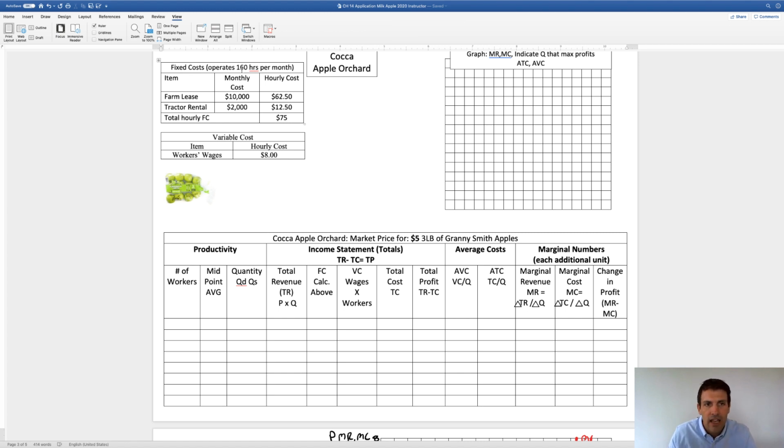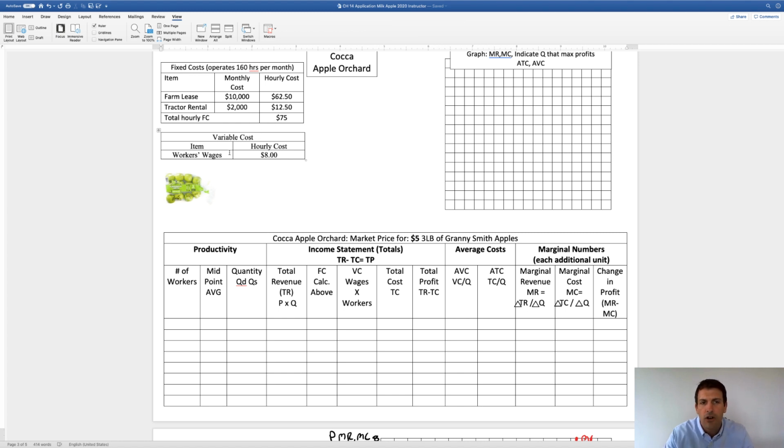So I'm just taking 10,000 divided by 160 to get 62.50, and 2,000 divided by 160 gives me 12.50. Add them together. And if you want, you can round to a whole number. You don't have to do cents to make your math. Just try and make your math as easy as possible.